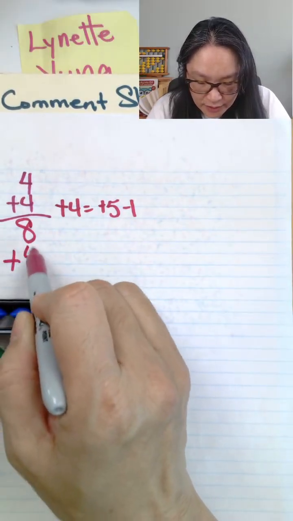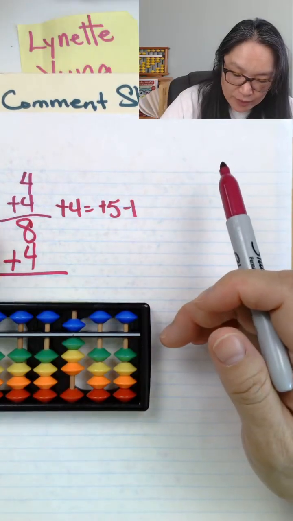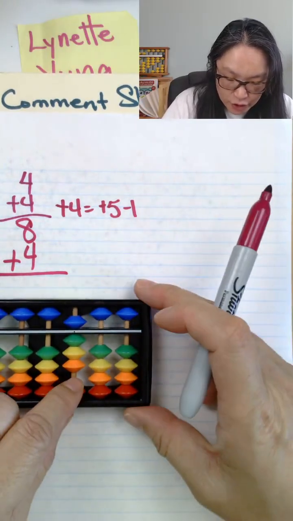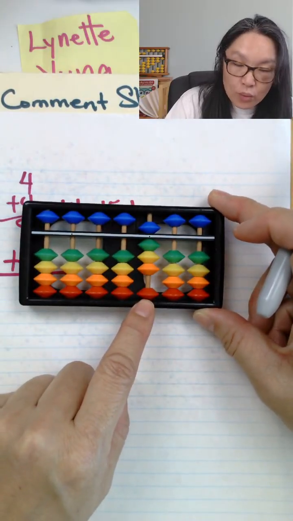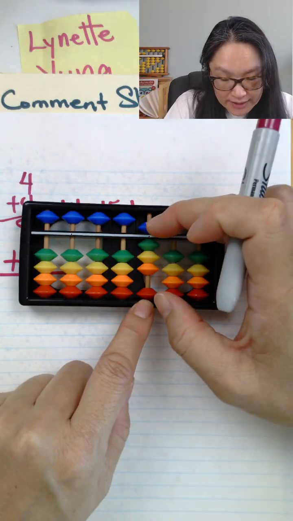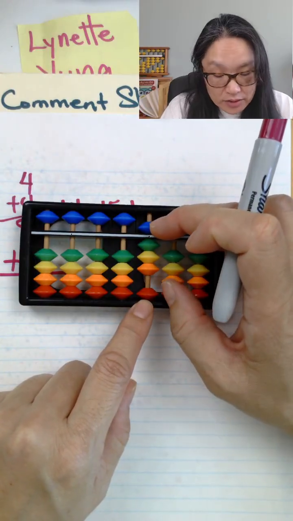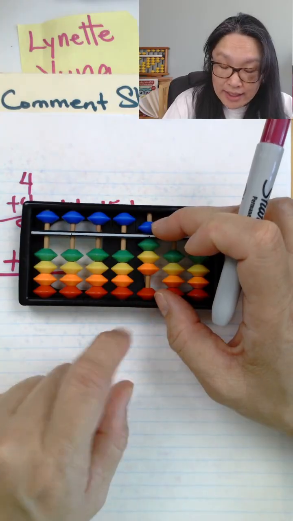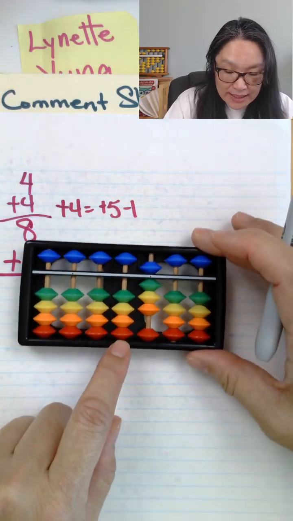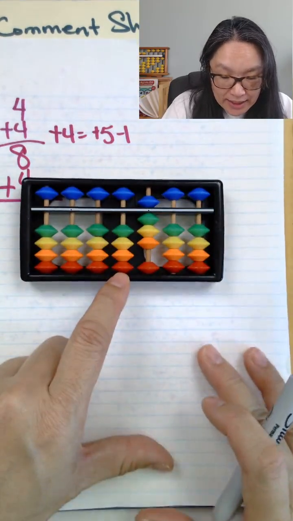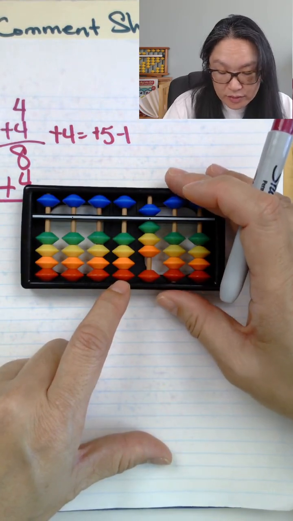So let's do another 4. So my question is 8 plus 4. Do I have enough beads to plus the 4? No, I don't have enough beads to plus the 4. What's another way? Well, the other way is plus the 5, but I'm already using it, so I can't do that. So what's another way? Now we're going to do making a 10. Now the concept of making a 10 will come into effect.